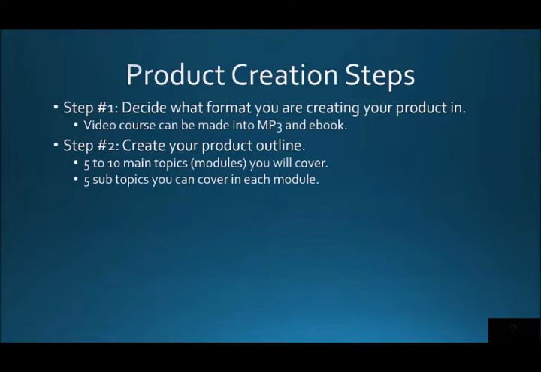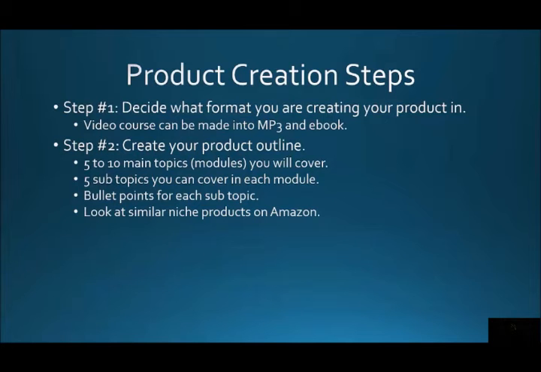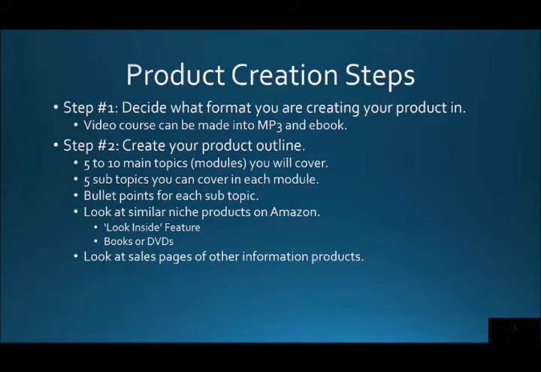5 subtopics that you can cover within each module. So good subtopics, and a bullet point for each subtopic so you kind of know what you're going to talk about for each one of those subtopics. Look at similar niche products on Amazon. Use the look inside feature to really get an idea as to what kinds of topics they're going over in their products. Look at the books and the DVDs as well.